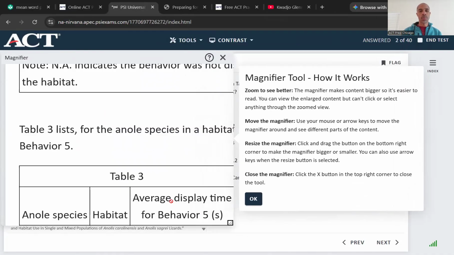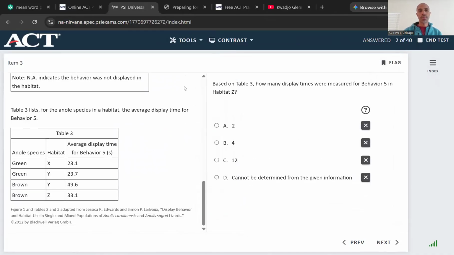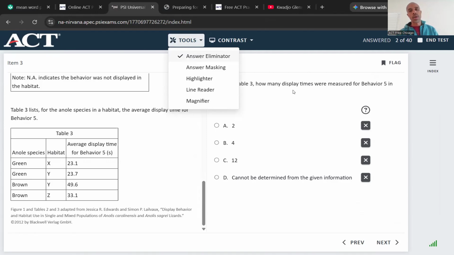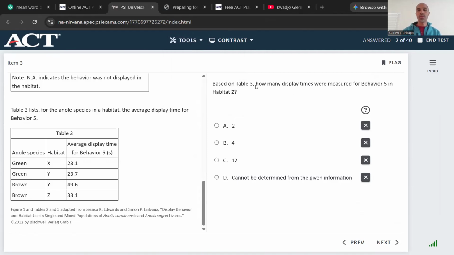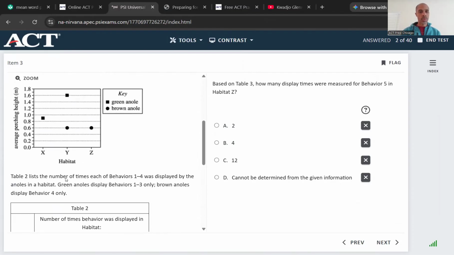How do we get to the bottom of table three? I guess it only magnifies it to the top. All right, anyway, let's keep on. Based on table three, how many display times were measured for behavior five in habitat Z? How many display times? So the average. Average doesn't tell us how many display times. It's just when you add them all up and divide. So we don't know.